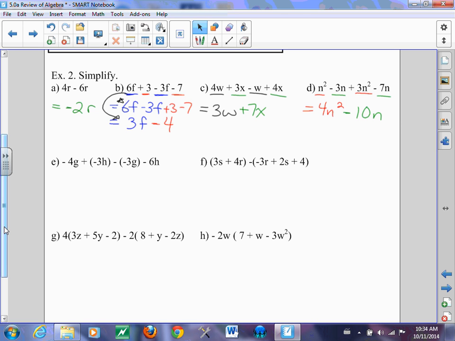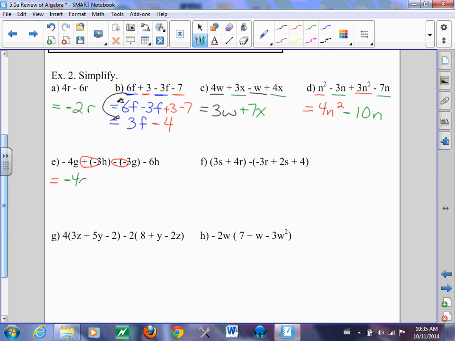So E, ladies and gentlemen, is a little different because you've got to look at your integer laws, because we have two signs side by side right here as well as right here. So what we need to do is remember that's kind of like a multiplication. So you have to do that part first before you can add or subtract or collect like terms. So let's take a look.